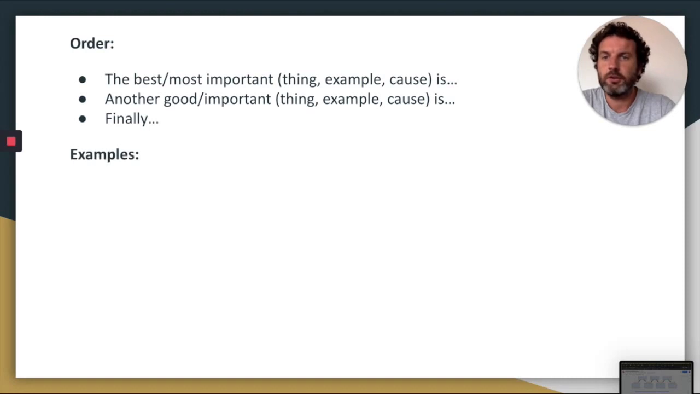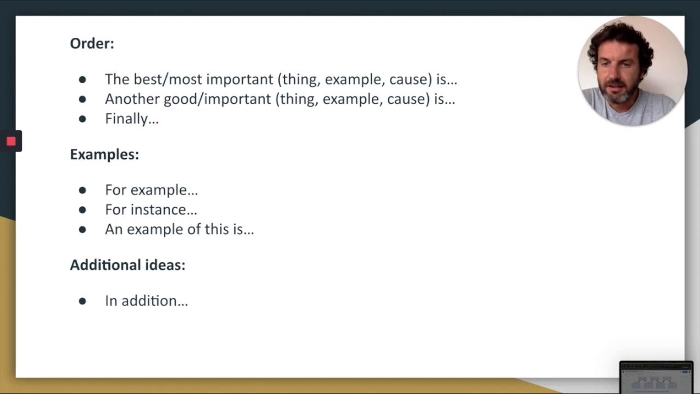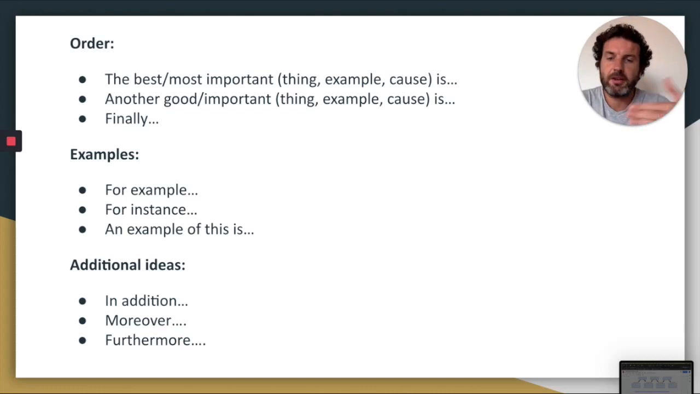We can also use transitions for examples. So we can say for example, or for instance, or we can say an example of this is. We can use transitions to show additional ideas. For example, we can say in addition, or moreover, or furthermore. So this gives extra information about what we're talking about.